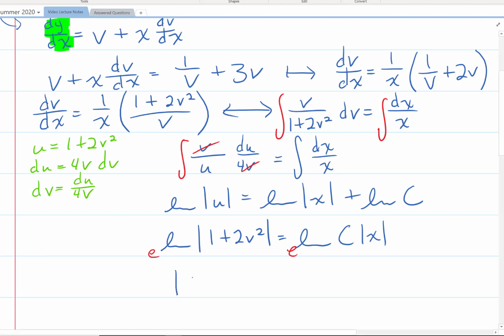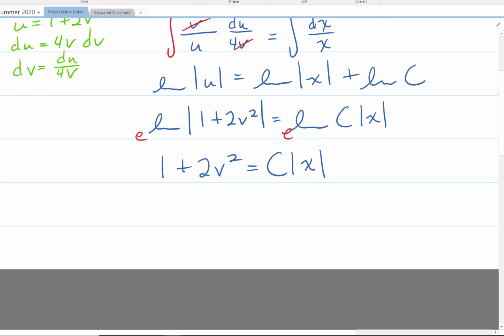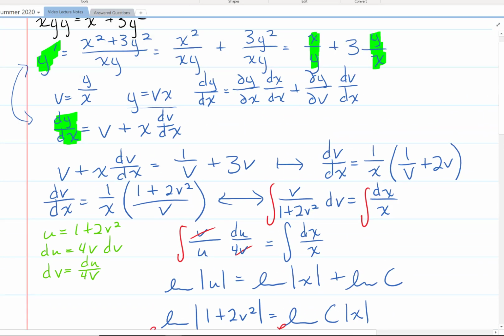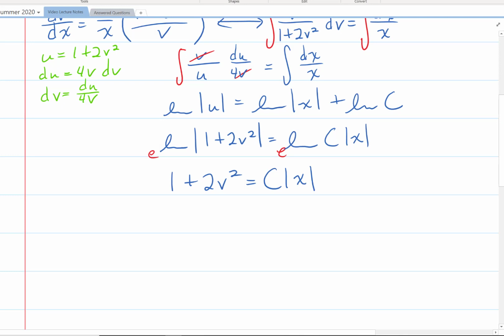So we get absolute value. Well, we don't need double absolute values. 1 plus 2v squared equals c times the absolute value of x, right? And we know what v is equal to. V was equal to y over x. So we'll make that substitution because we need to get there. So we have there, 1 plus 2y over x squared equals c.